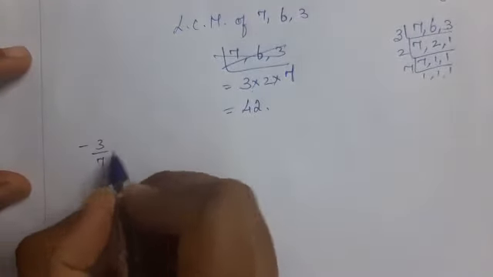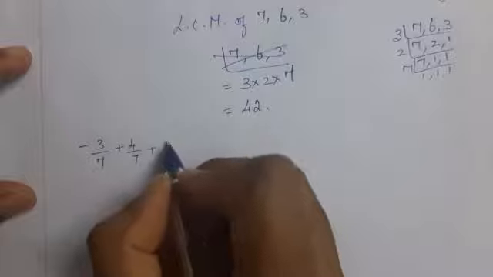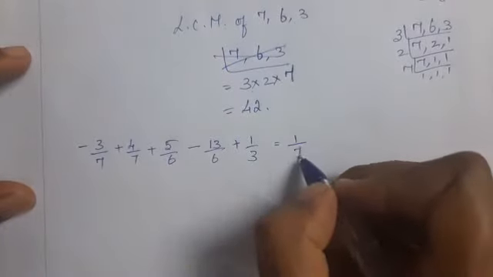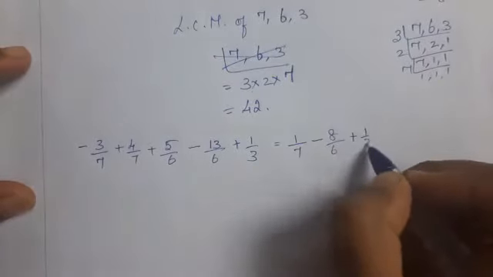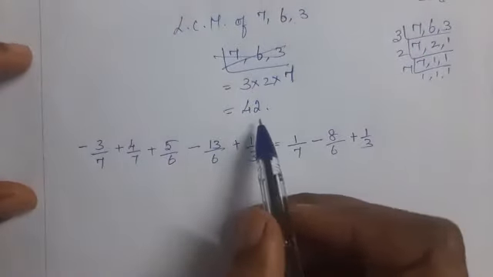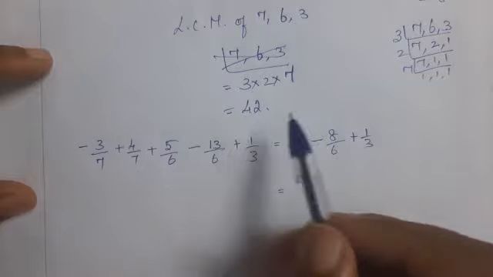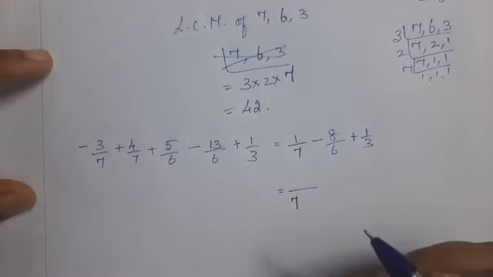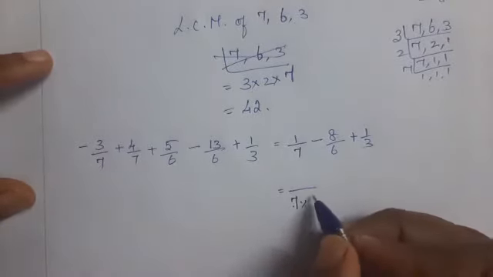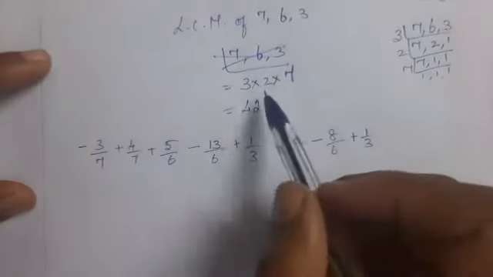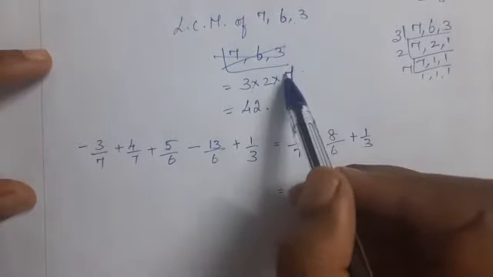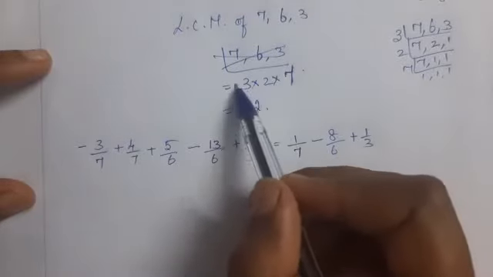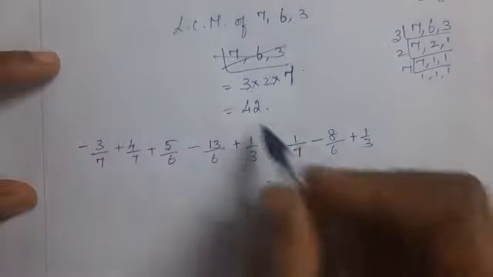Now, once again, write the question, that is minus 3 by 7 plus 4 by 7 plus 5 by 6 minus 13 by 6 plus 1 by 3, which can be written as 1 by 7 minus 8 by 6 plus 1 by 3. Now you have the LCM 42. Now you must change the 7 into 42. How do you get 42? 7 into 6. Already I gave the clue. See the factors in the LCM. Leave the 7 factor. Then the remaining factors are 3 and 2. Multiply, 3 twos are 6. Therefore 7 sixes are 42.